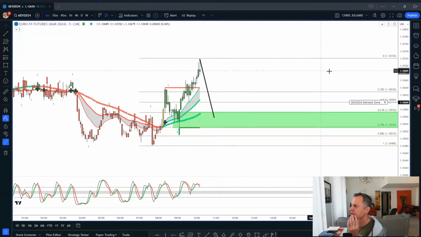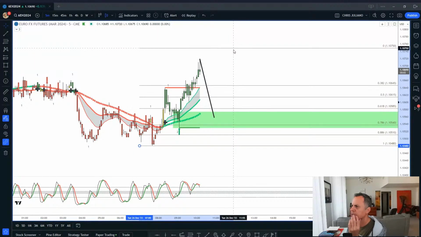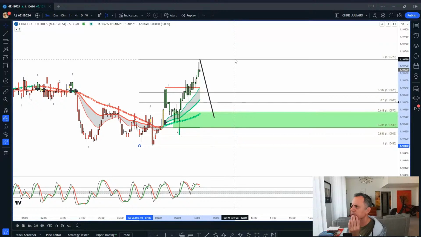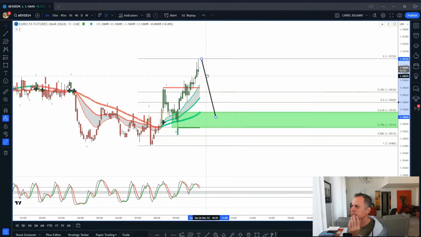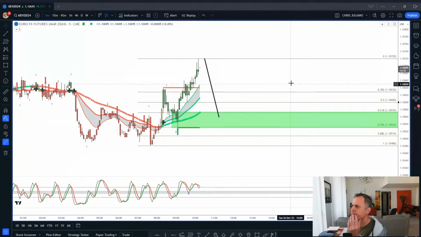If this goes higher, then you would just adjust this and move it. But right now, that's where we're at, right there.